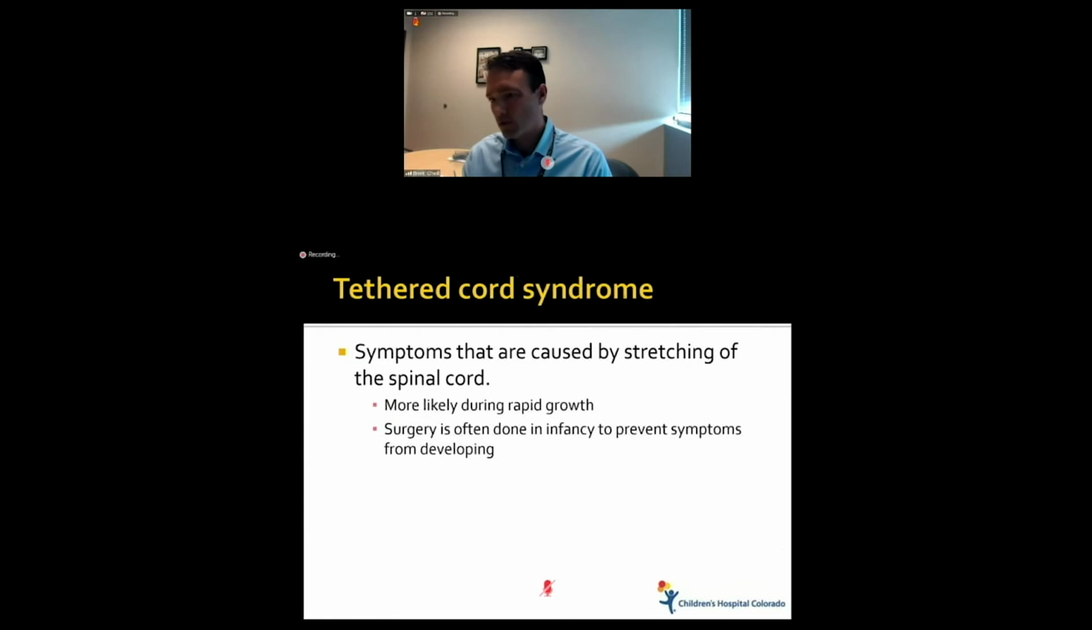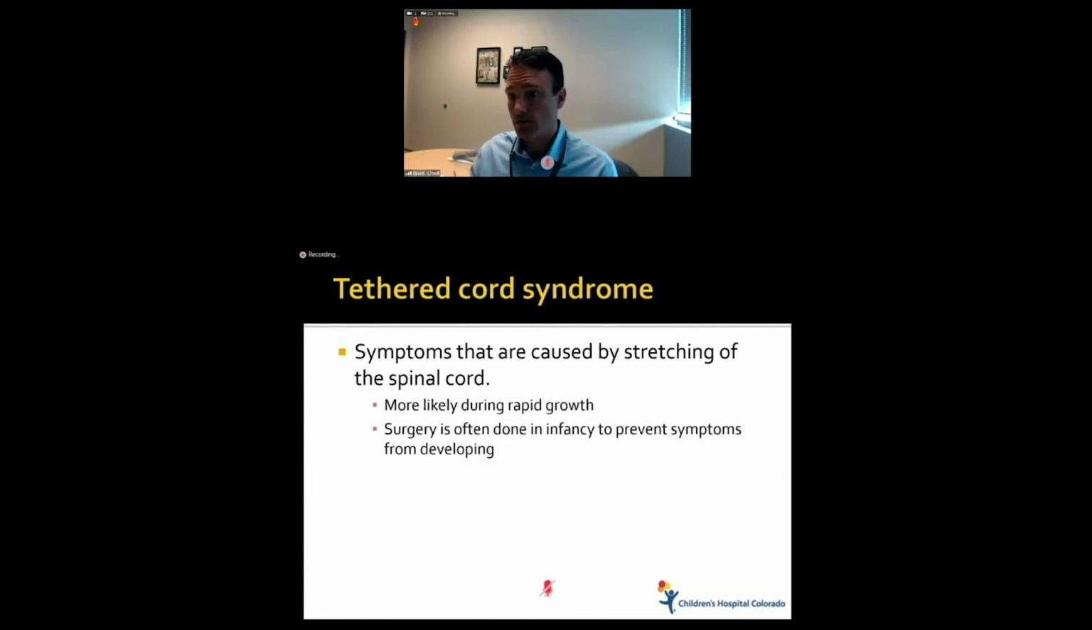So what I've been showing you so far is pictures of MRIs and talking about what spinal cord tethering can look like in terms of anatomy. But what kind of symptoms can it cause? Well, the symptoms we refer to as the tethered cord syndrome. And so it's a collection of symptoms caused by spinal cord tethering. These result from stretching of the spinal cord. So they most likely occur during rapid growth. These won't be symptoms that are present in newborns.